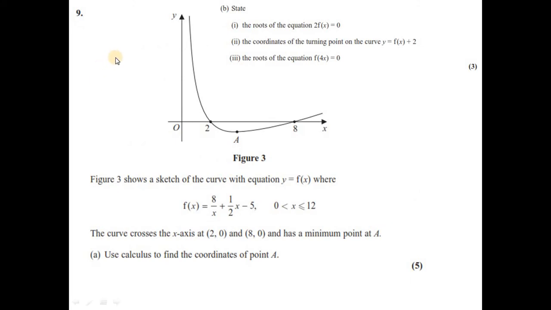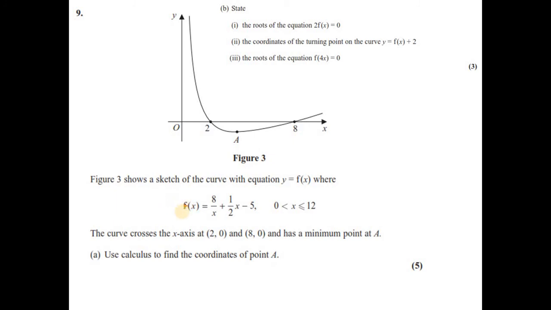Question number 9. Figure 3 shows a sketch of the curve with y equal to f of x, where f of x is 8 by x plus half of x minus 5, and x is between 0 and 12. The curve crosses the x-axis at (2, 0) and (8, 0) and has a minimum point at A. Use calculus to find the coordinates of point A.